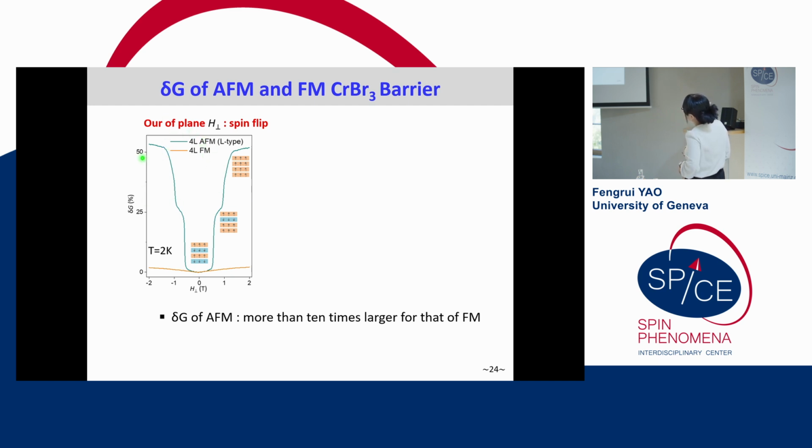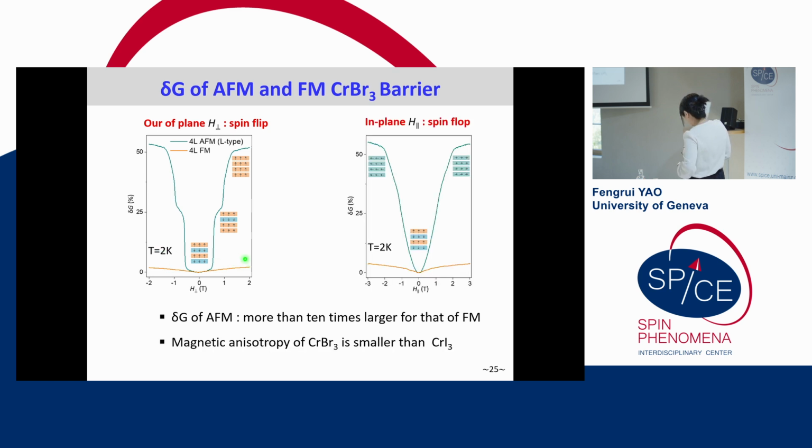For the antiferromagnet, they show very large jumps, and the amplitude of magnetic conductance is huge, more than 10 times larger than the ferromagnetic one. And when we align the magnetic field in plane, we also see the same trend. By extracting these spin flip positions with out-of-plane and in-plane magnetic fields, we can extract the magnetic anisotropy of chrome bromide, which is much smaller than chrome iodide, which indicates chrome bromide is a very good candidate for realizing a non-collinear phase.